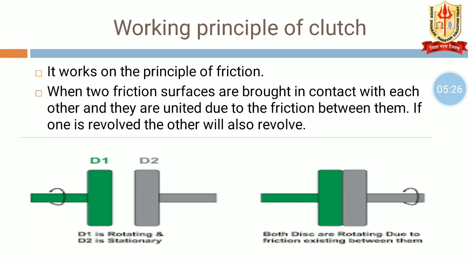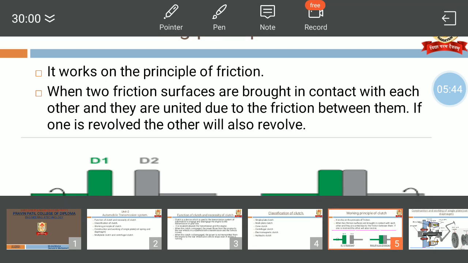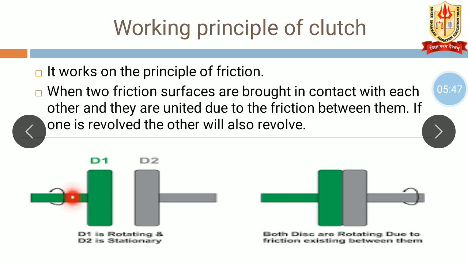It works on the principle of friction. When two friction surfaces are brought in contact with each other and they are united due to the friction between them, if one is revolved, the other will also revolve. As in this diagram we can see we are having these two components D1 and D2. Suppose D1 is driver and D2 is going to be driven.